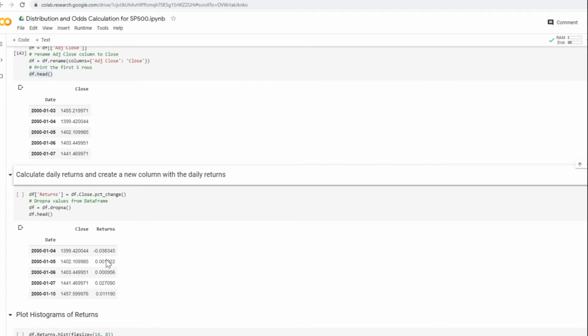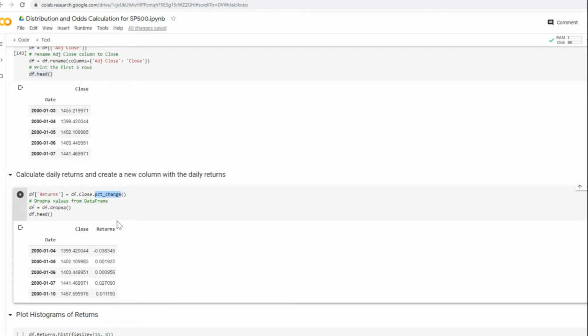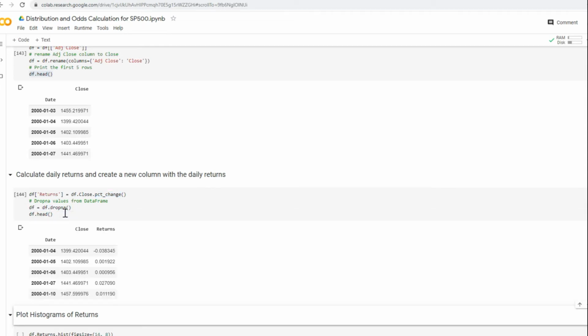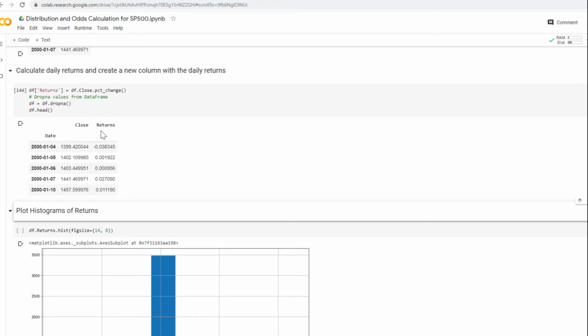Nice. So the next step is to calculate daily returns and create a new column with the daily returns. The way you do it, you use the percentage change function. You select the column, in that case close, that is the output. So you select the close column and you perform percentage change. The first value will be NA, so you want to drop the NA. That's why we drop NA. And then you display again. Okay. Now we have the returns.